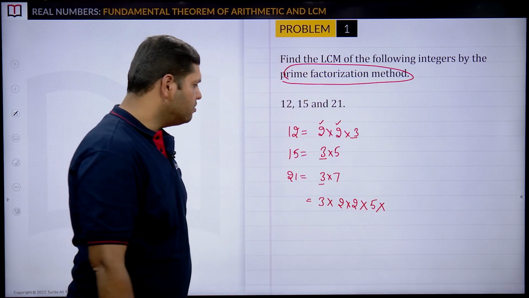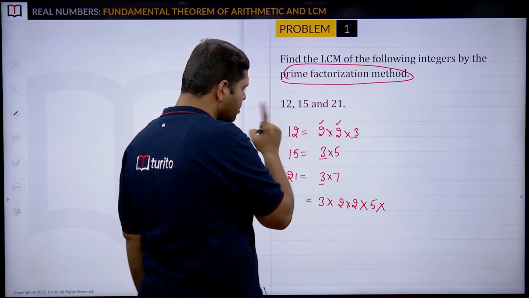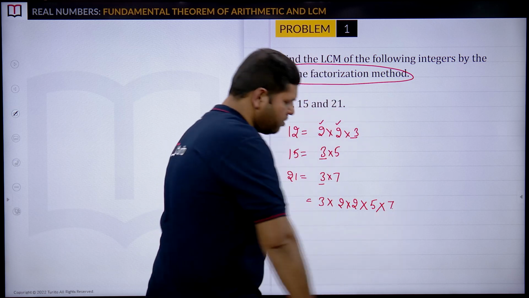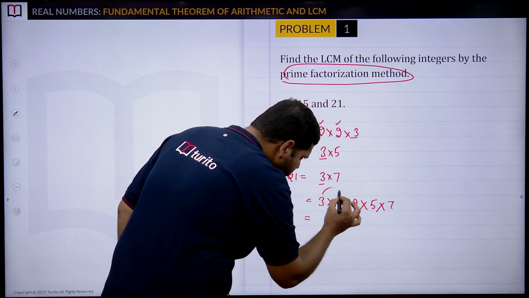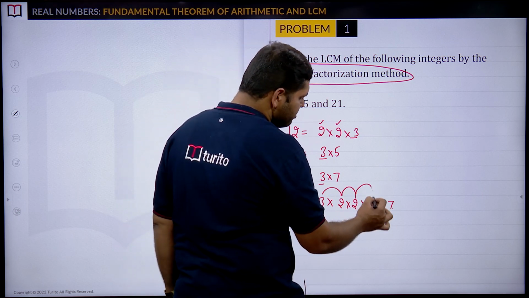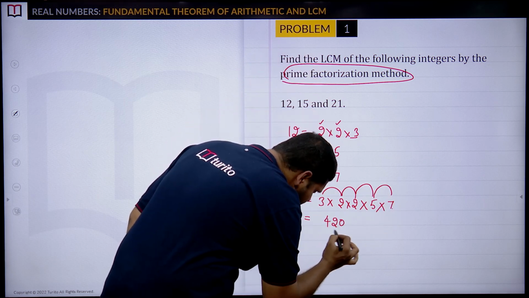And take one more number, 7. 7 is present only in 21. It is not present in 15 and not present in 12. So write down the 7 also. Then the product. 3 2s are 6, 6 2s are 12, and 12 5s are 60. 6 7s are 42. The answer is 420.